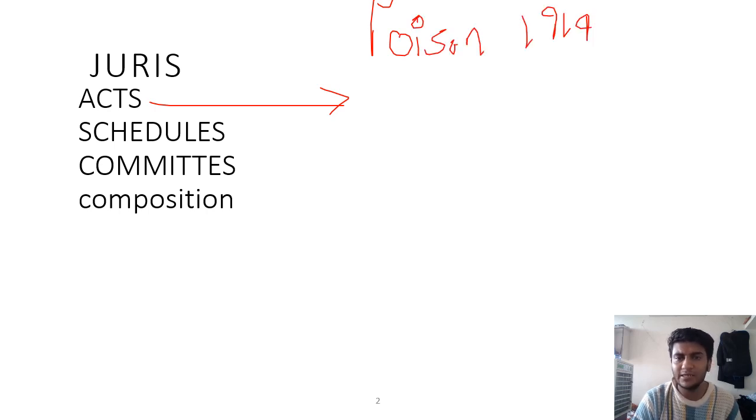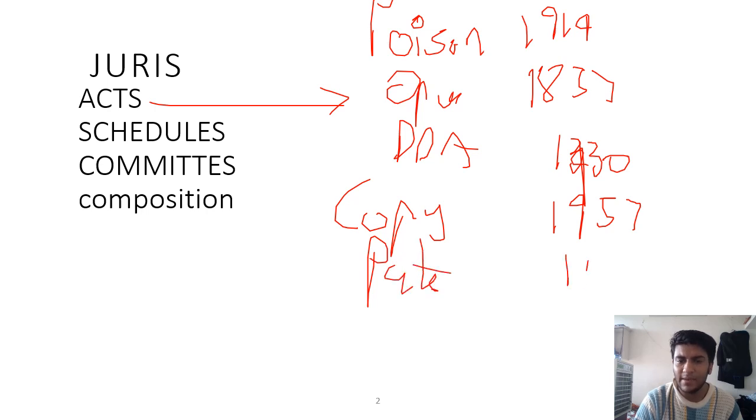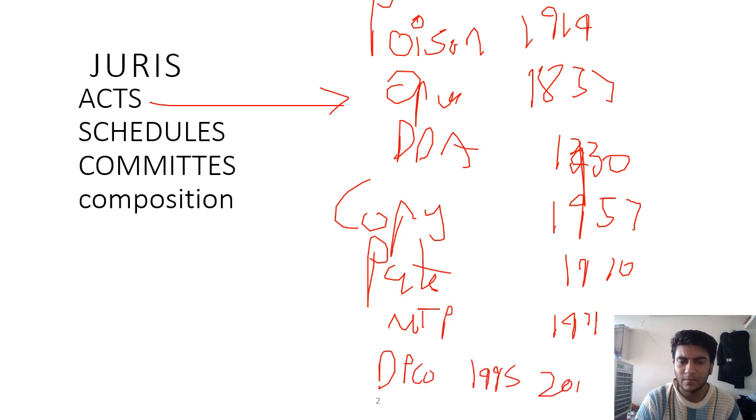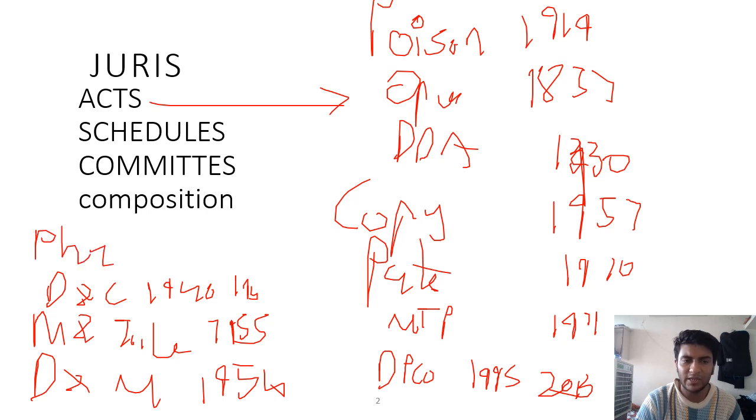Like Poison Act 1919, Opium Act 1857, Dangerous Drug Act DDA 1930, right? Copyright Act 1957, Patents Act 1970, Medical Termination of Pregnancy Act 1971, DPCO 1995 and 2013, Drugs and Magic Remedies Act 1954, Medical and Toilet Preparations Act 1955, Drugs and Cosmetics Act 1940, Rules 1945, Pharmacy Act 1948.